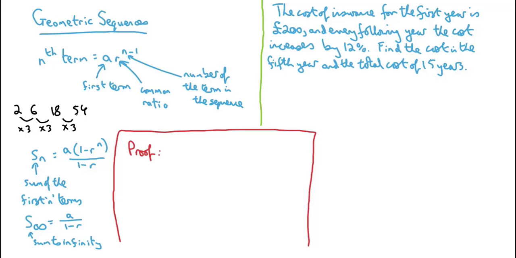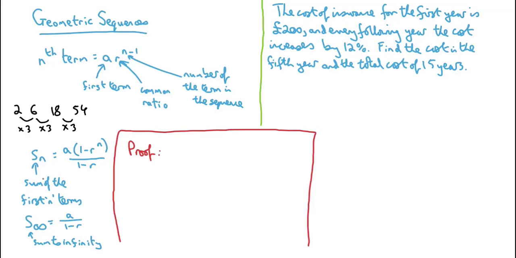The other formulas you may want are for sums. So if we want the sum of the first n terms, for instance the sum of these first 4 terms, we'll have a times 1 minus r to the power of n, close bracket, and then underneath all of that, 1 minus r.